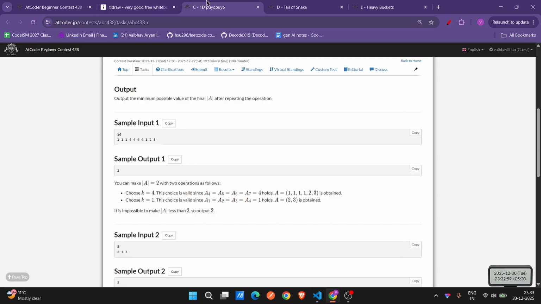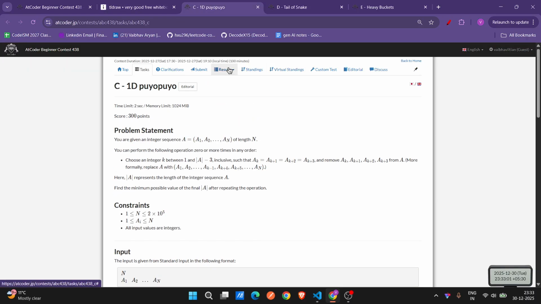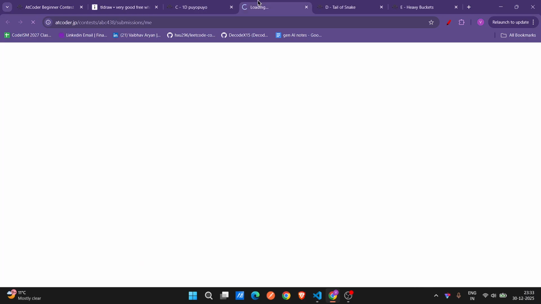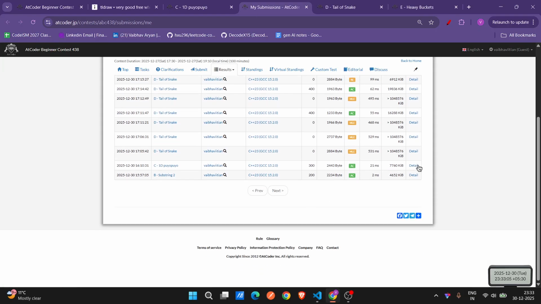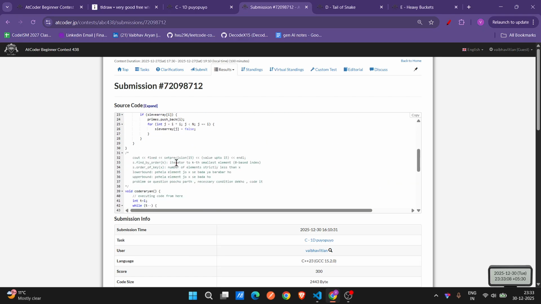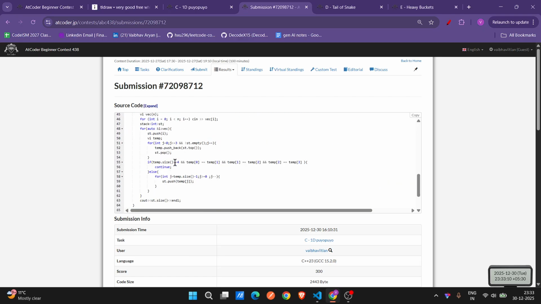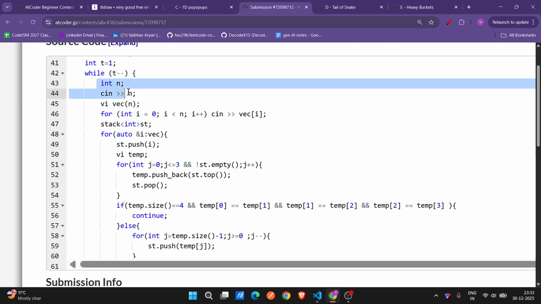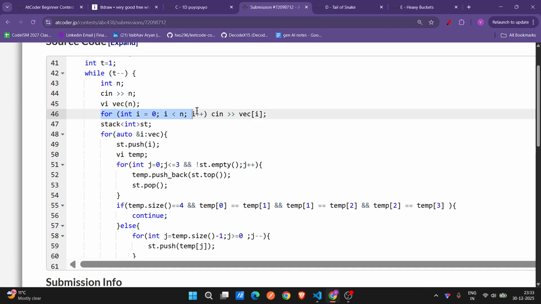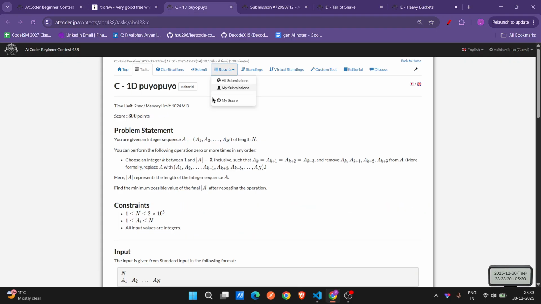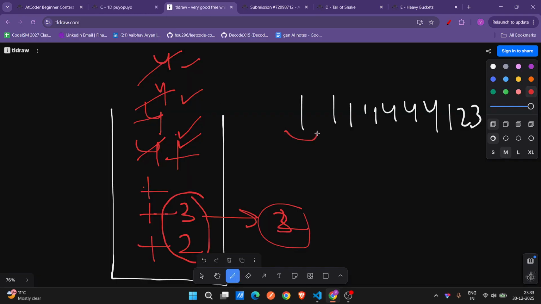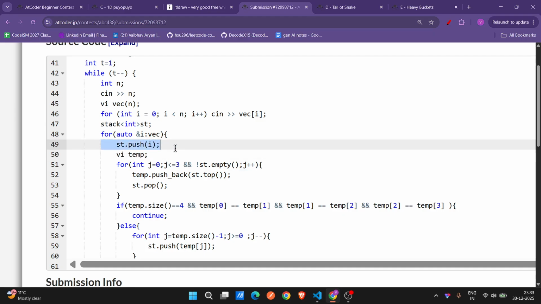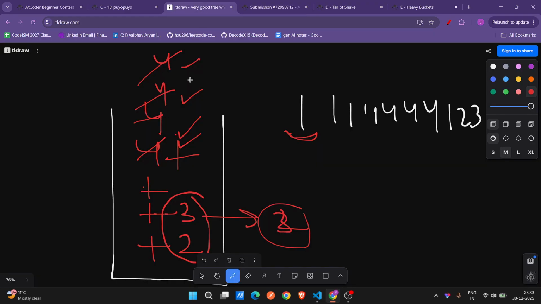So these are simple implementation problems, not so heavy. That's why I'm saying that this contest was easy. Now just see what I did. If you look at my code, I take the input, and for each value I do stack.push, so I take the value and push the value. Then I make a vector to keep track of all the four indexes we put.